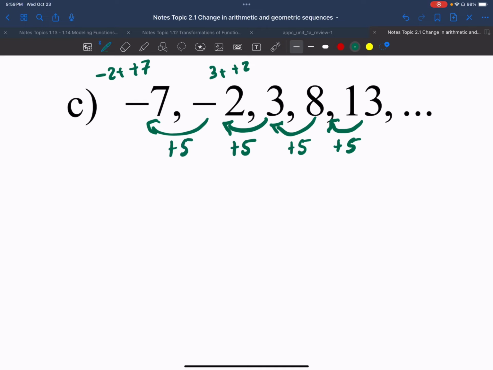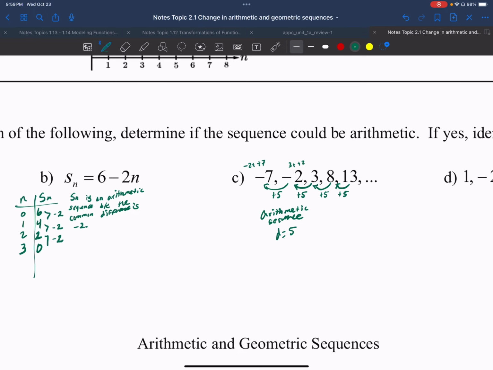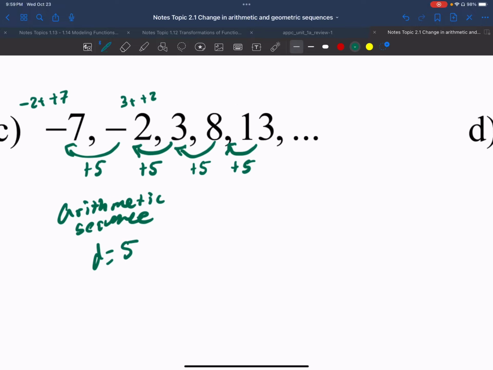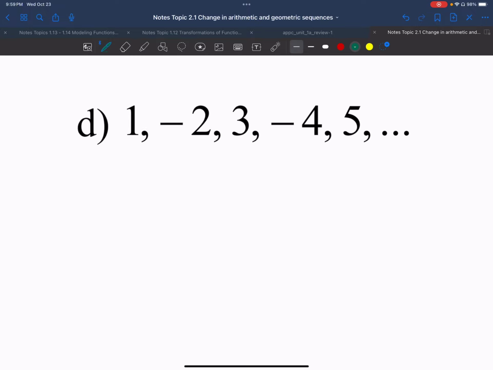case is also 5. So this is an arithmetic sequence, and my common difference is equal to 5. You can write it like I did on the other ones. I'm just writing it like that to save a little bit of time.